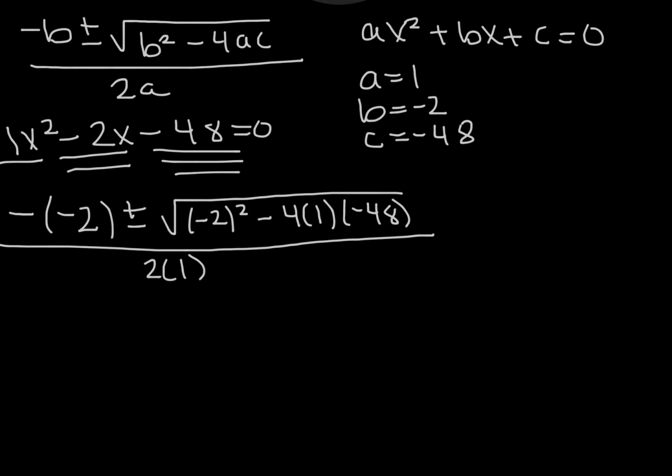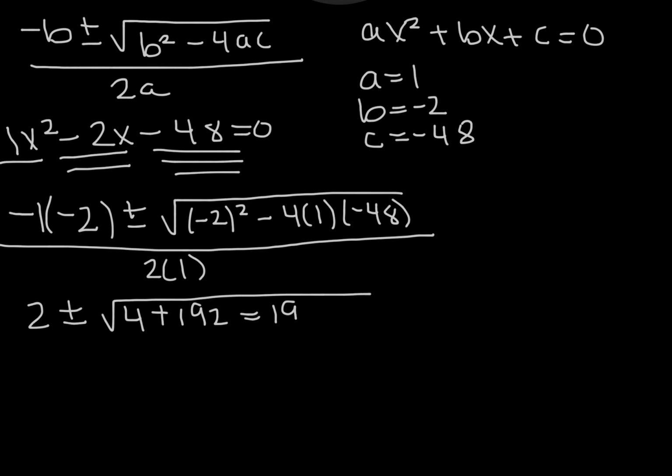Okay, so now we're going to work the top part first. Negative and then a negative 2. So this is actually going to be a 1 here. Negative 1 times negative 2 is going to be a positive 2. Plus or minus square root. Negative 2 squared is going to be a positive 4. Negative 4 times 1 is negative 4 times negative 48 is going to be a positive 192. And then we're going to have 4 plus 192 equals 196. And all of that is going to be over 2 times 1, which is 2.